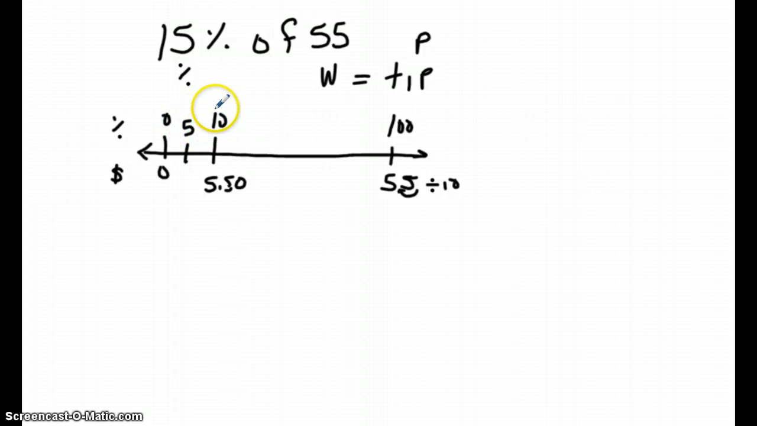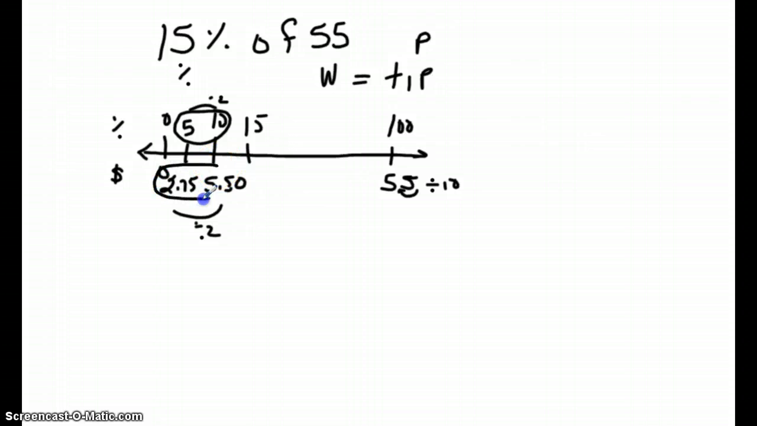My target is 15%, and right now I can't make 15% unless I have 5%. So to get 5%, I would have to divide by 2, and I'm going to divide by 2 again. So $5.50 divided in half would be $2.75. Then in order to find 15%, I'm going to add together 5 plus 10 to get 15. So I'm going to add the bottom two numbers together. $5.50 plus $2.75 is $8.25. So you would leave an $8.25 tip.